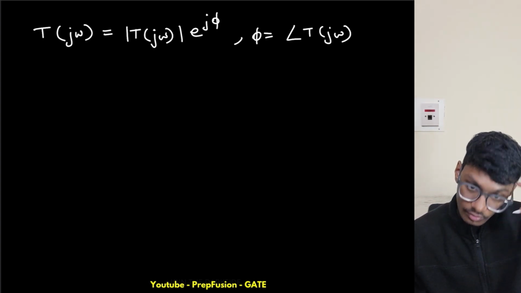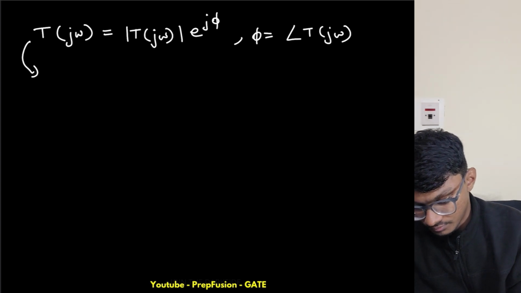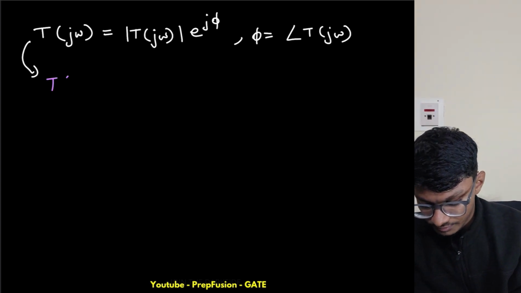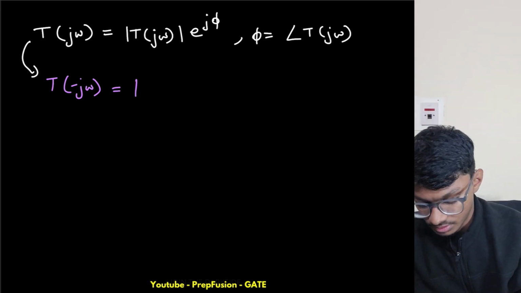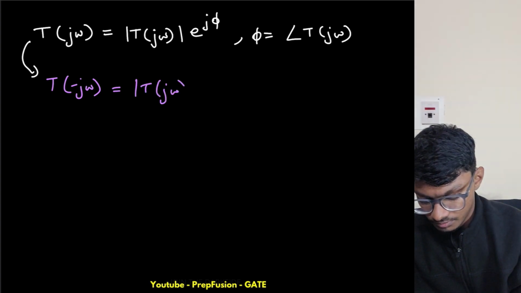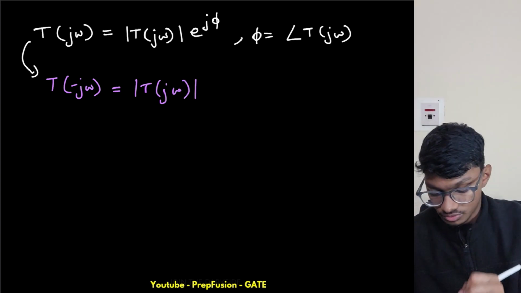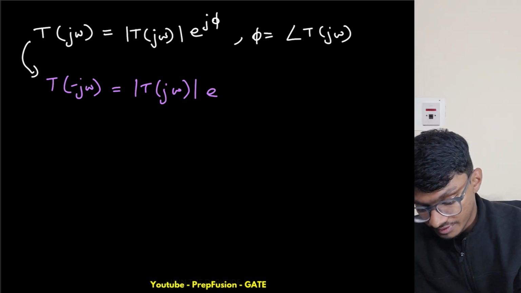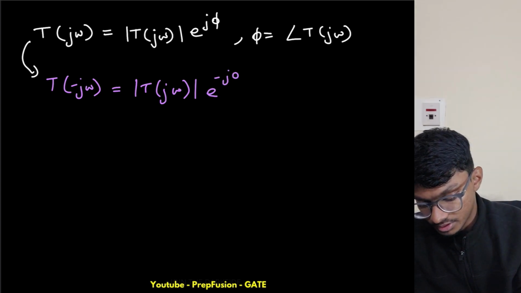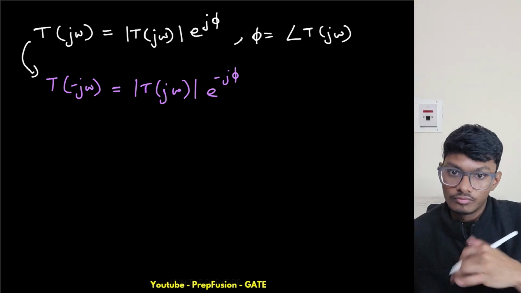Now one thing to notice here is if I make it negative, then what will happen? I have the T of j omega magnitude, and that will still be the same. But my phase this time will be e to the minus j phi. The phase this time will change. Why? We'll see.